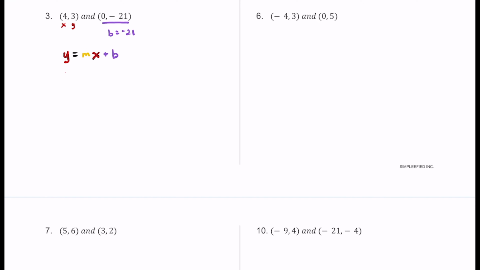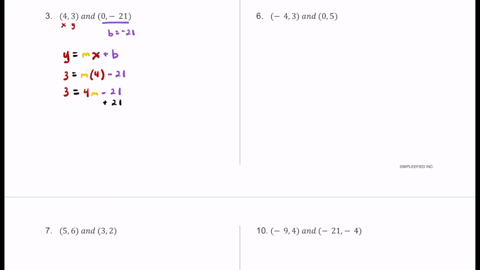Okay, so y is equal to 3, so we have 3 is equal to m multiplied by x, but x is 4, so it's going to be m times 4. And then we're adding b, but b is negative, so no worries, just write minus 21, or you could write plus a negative, but that's not necessary. And then 3 is equal to m times 4, which is really just 4m, it's the same thing, less writing, and then minus 21. At this point, we have to solve for m, so we can do that.